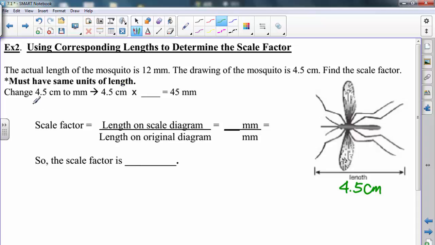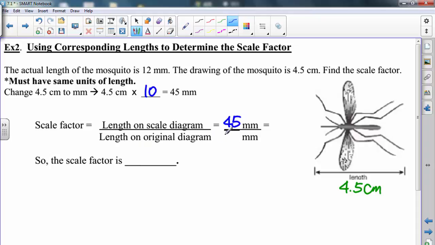So I will change 4.5 centimeters to millimeters, because changing centimeters to millimeters is easier than changing millimeters to centimeters. To change 4.5 centimeters to millimeters, I need to multiply by 10. So the length in the scale diagram is 45 millimeters. When I need to look for the scale factor, the length on the scale diagram is 45 millimeters.